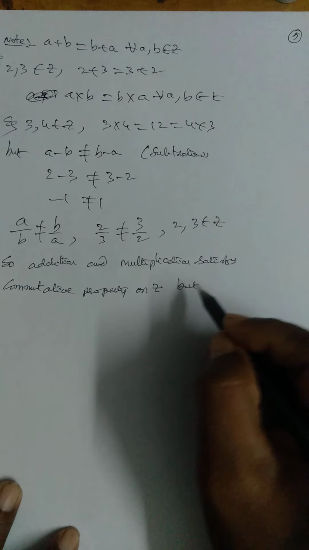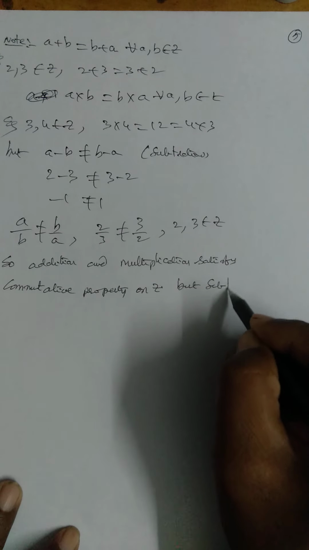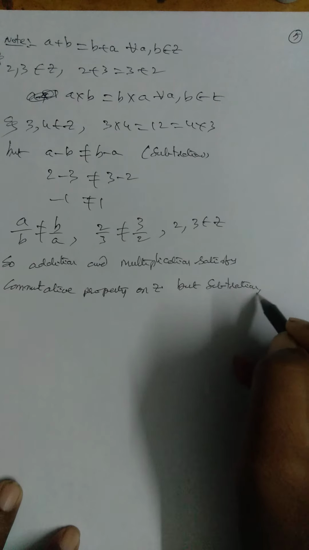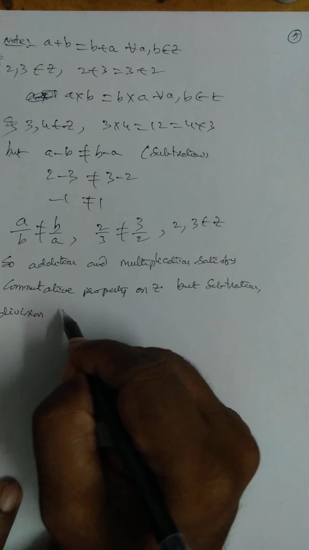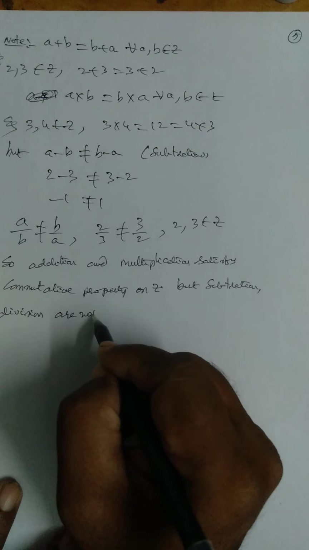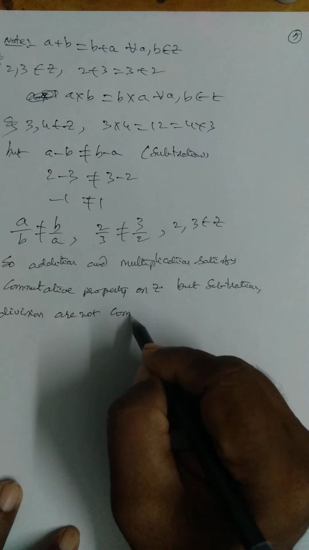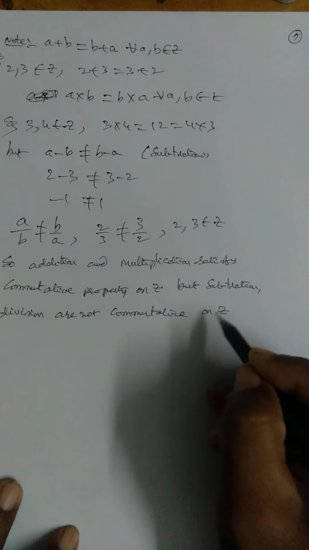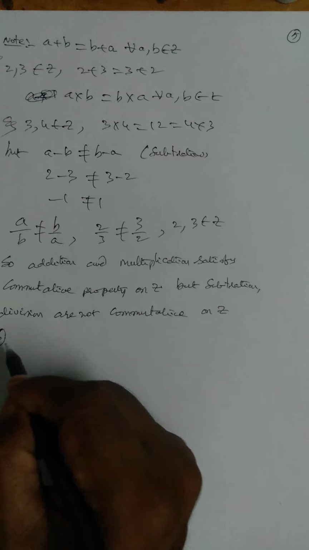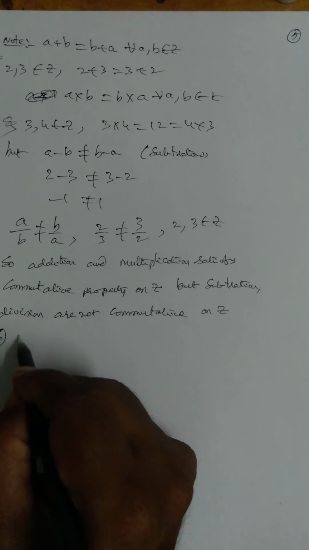But subtraction, division are not commutative on Z. Sixth one, distributive property.